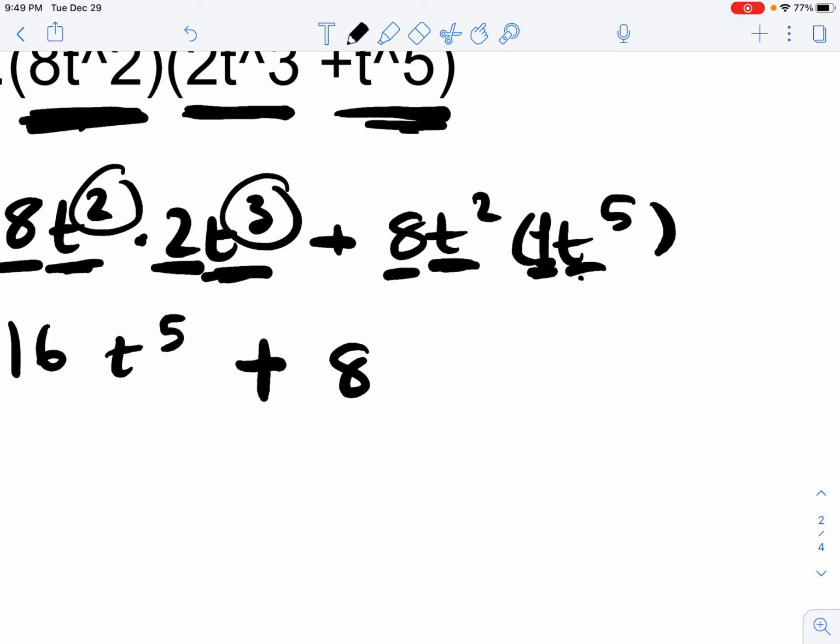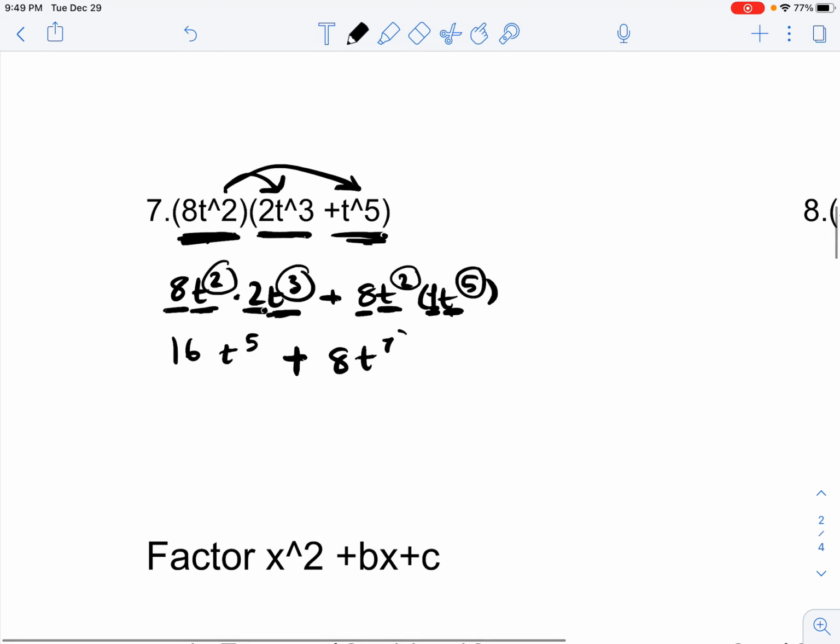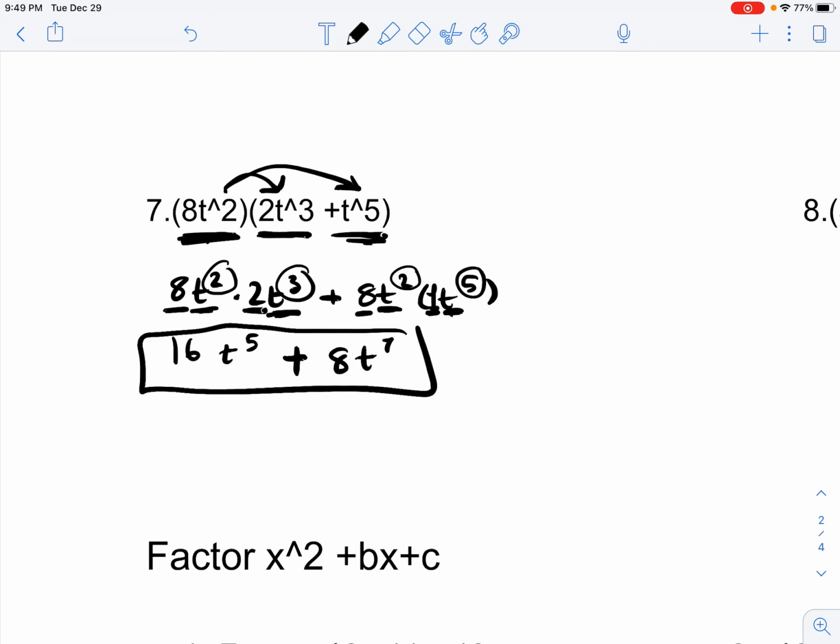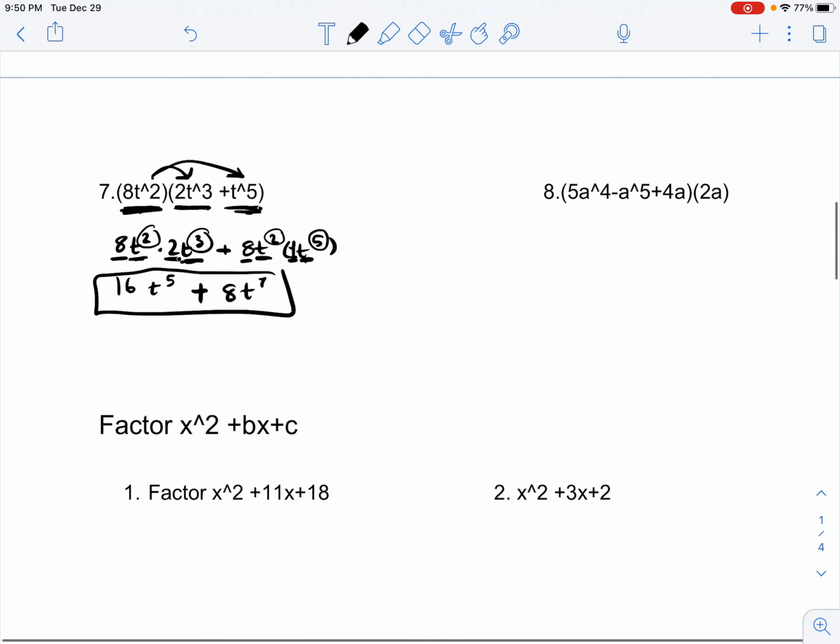Now, t being the same base, we have to just add these two exponents together, and you get t to the 7th power. As a result, you get 16t to the 5th power plus 8t to the 7th power. And that's our result. That's our answer for this problem.